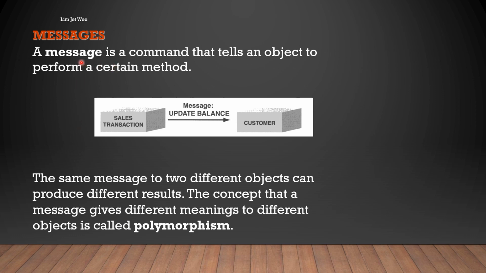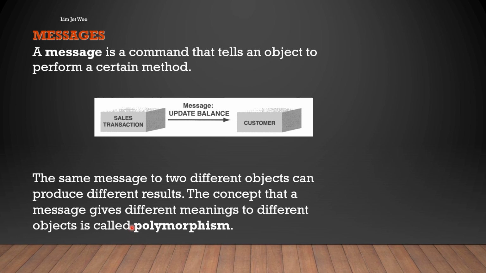So a message is a command. Right? So you tell the object what to do, like update. So update is a command. So update the balance, for instance. Okay, but if you send the same message to two different objects, this can actually produce different results. This type of concept is called polymorphism.